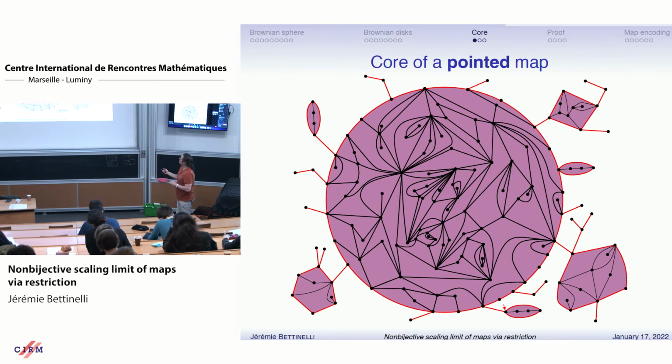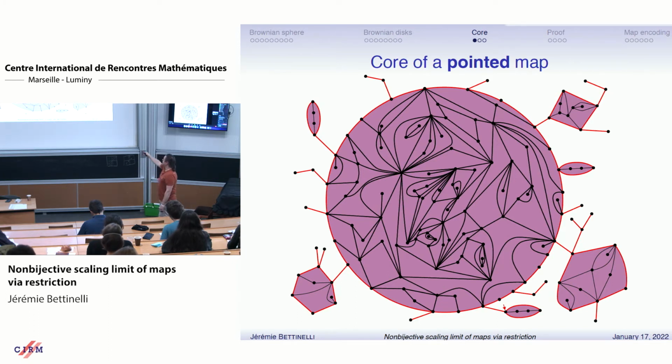Here I have a quadrangulation with a generic boundary, and I want to define the core of this map. If you look at all the edges on the boundary, you have edges that are incident to an interior face, and edges like this one that are incident twice to the external face. If you remove the latter ones, the ones that see the external face from both sides, then you have a collection of components.